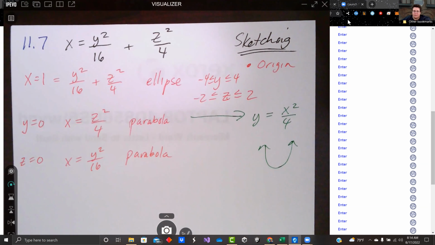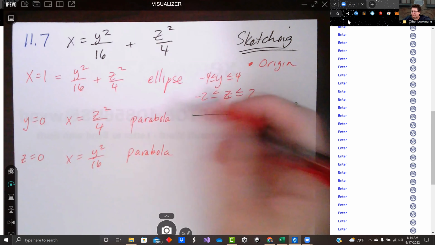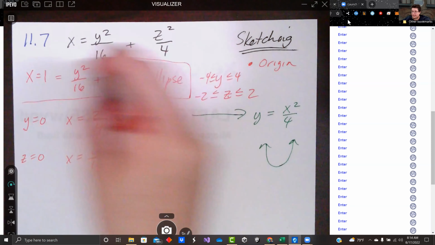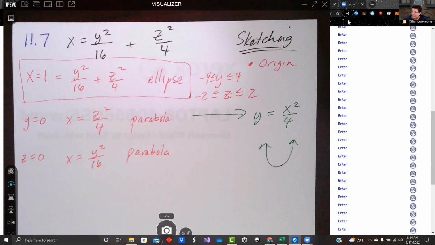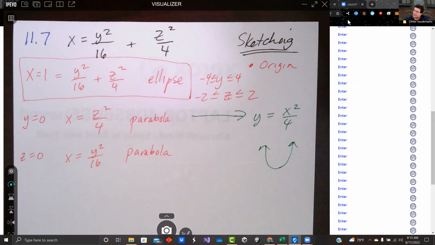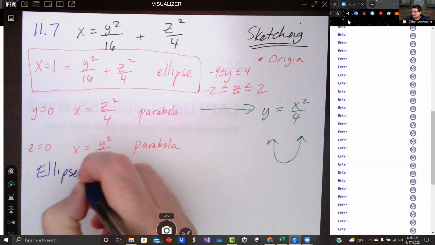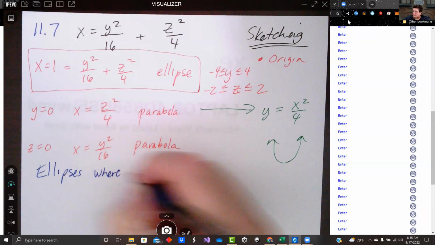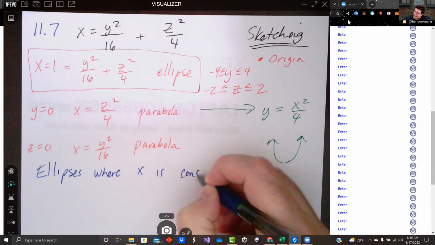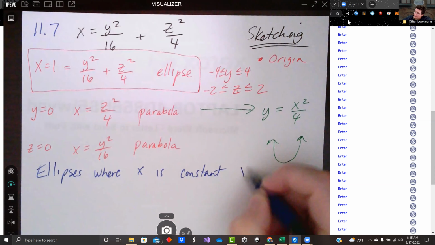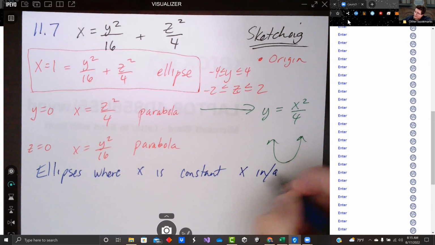So we got parabola, parabola, ellipse. It might help to focus on the ellipse, because that's the one that's different. So we're going to be doing ellipses where x is constant. And as a reminder, x goes in and out of the page.